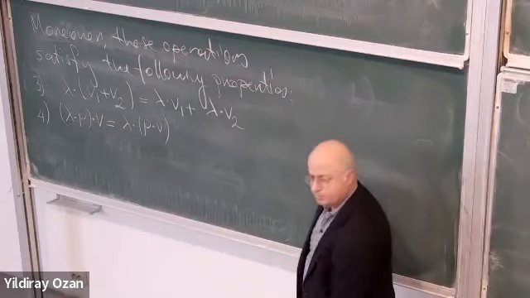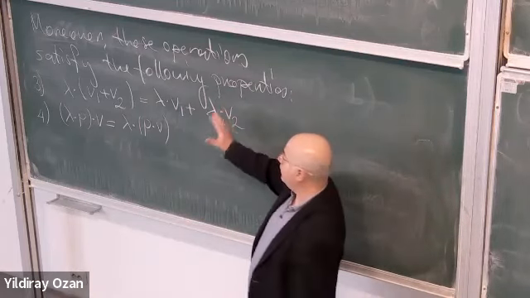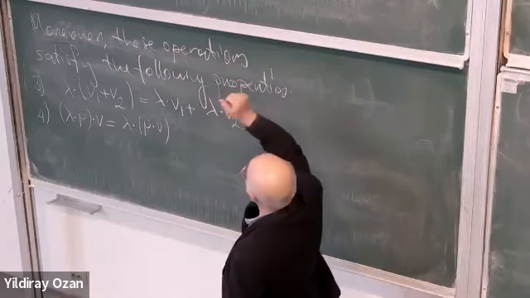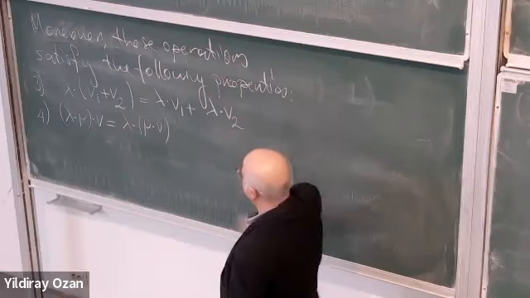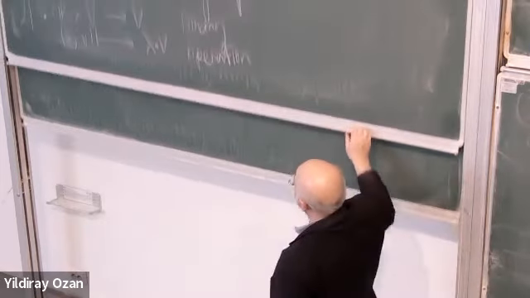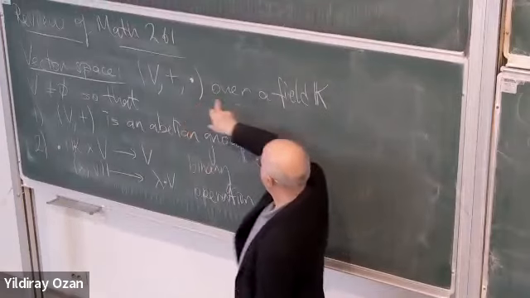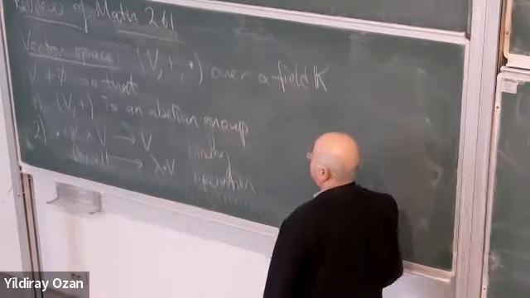Do we have any other property? I guess that was it, right? So if you have a triple of a set and two operations satisfying this, then we just call this a vector space over a field K.